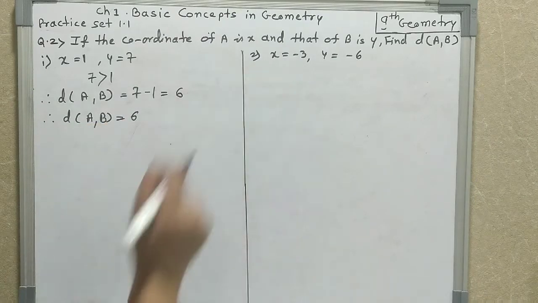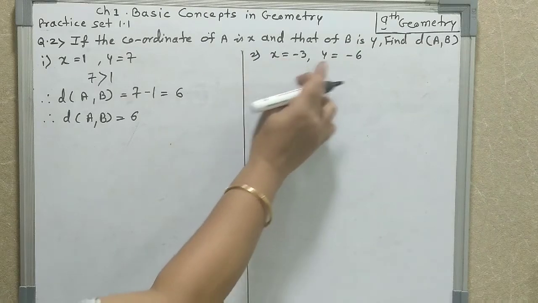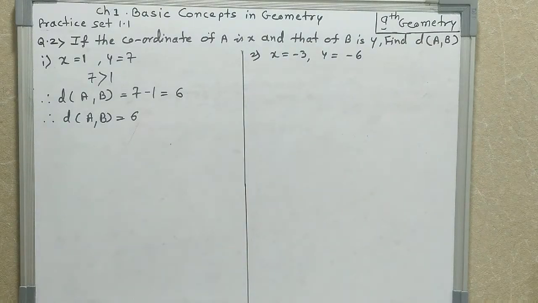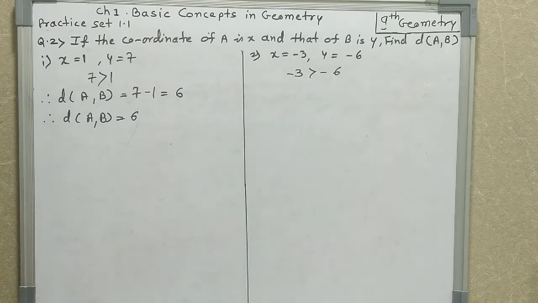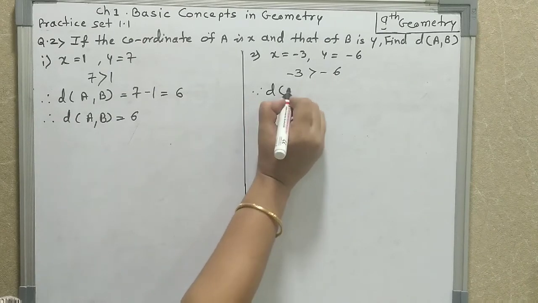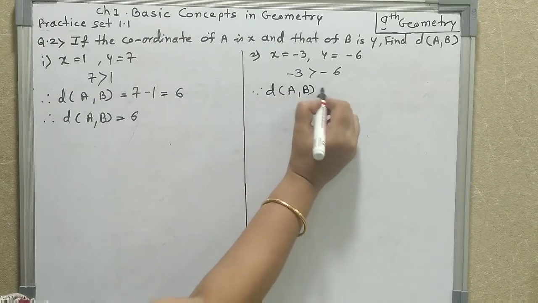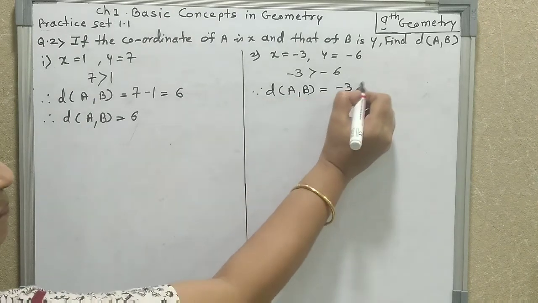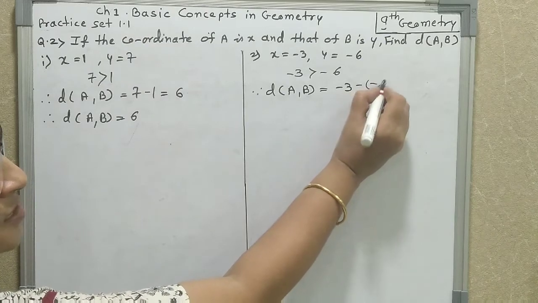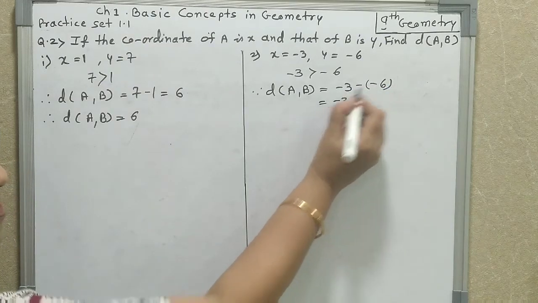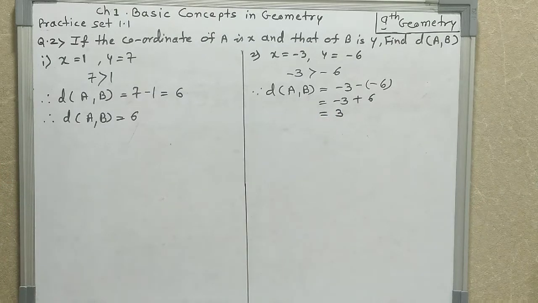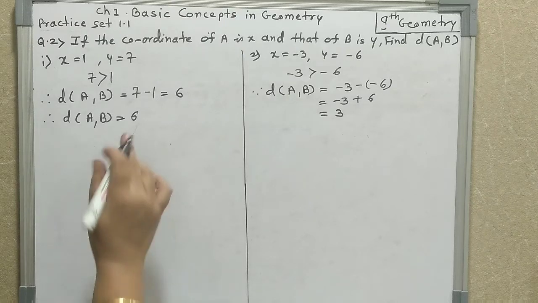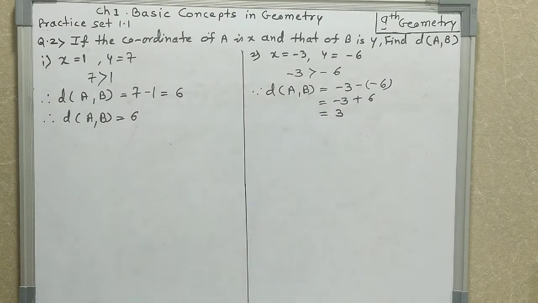Now we see the next example. x is equal to minus 3, y is equal to minus 6. Which one is greater? Minus 3 is greater than minus 6. Therefore, distance between A and B is equal to greater number minus smaller number, that is minus 3 minus minus 6, which is minus 3 plus 6, equal to 3. So distance between AB is 3. One thing to remember here: the answer is always positive. The distance is always positive.